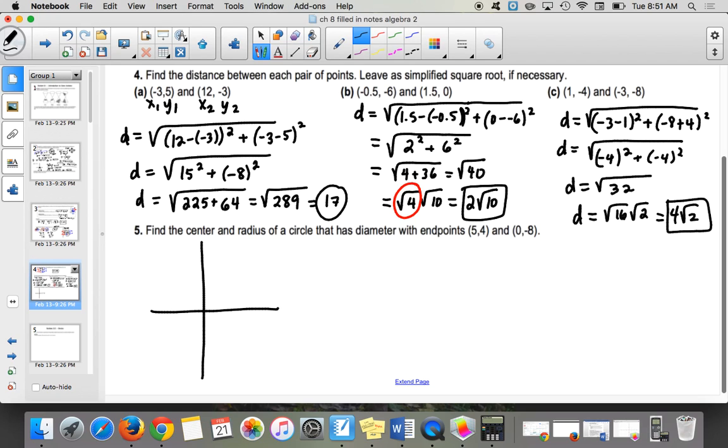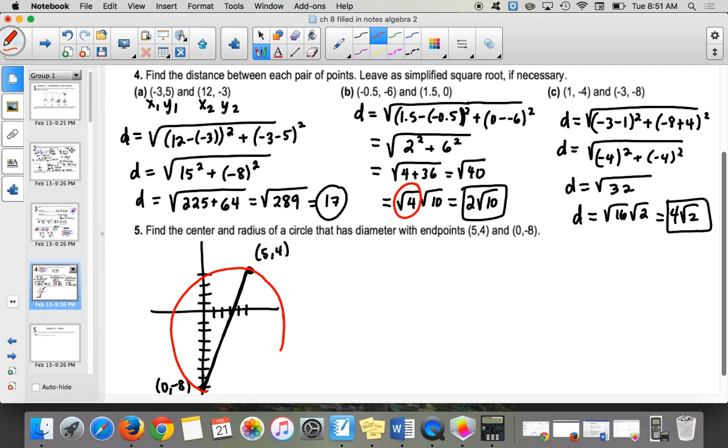So we have endpoints at 5, 4. So 1, 2, 3, 4, 5. 1, 2, 3, 4. And then 0, negative 8. 1, 2, 3, 4, 5, 6, 7, 8. Okay, so this is the diameter of the circle. So we have some kind of circle going around here, like that. It's hard to draw. Mine does look like an ellipse, yes. I need to work on my circle.